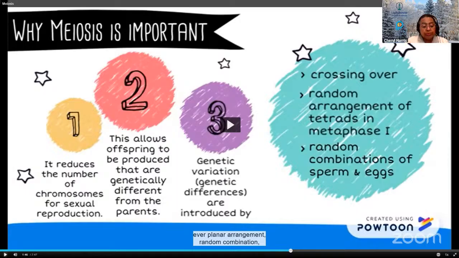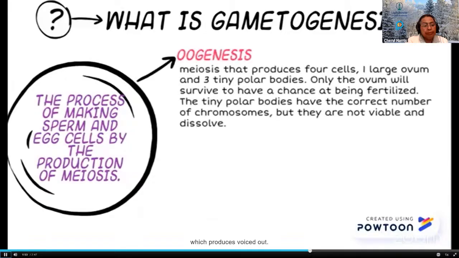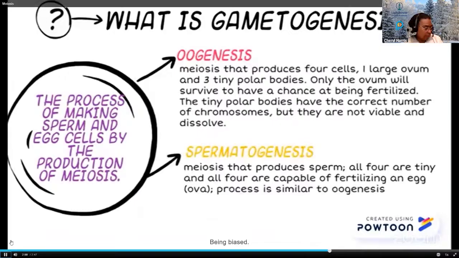Combination of sperm and egg. In gametogenesis, there's oogenesis, which produces 4 cells, 1 large ovum and 3 tiny polar bodies. Only the ovum will have a chance to survive by being fertilized. In spermatogenesis, this is where meiosis produces sperm, where all 4 are tiny and all 4 are capable of fertilizing an egg.